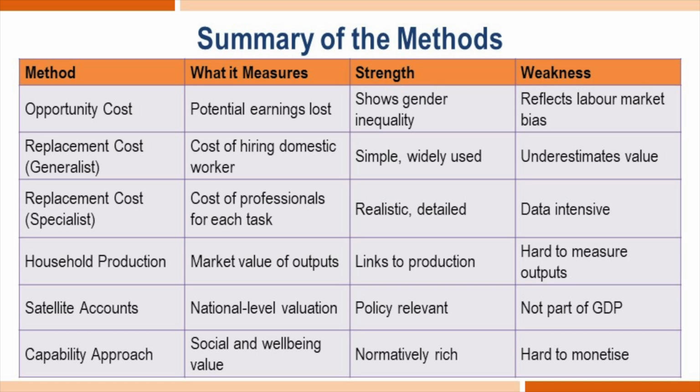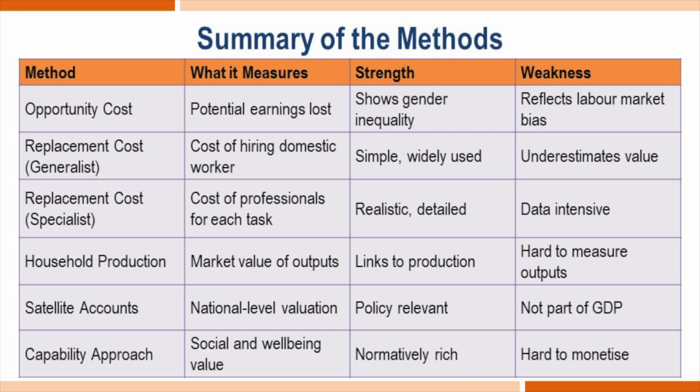So this table shows the summary of the different methods that we have discussed. We have the opportunity cost method, the replacement cost method, generalist and specialist, the household production method, the satellite accounts, and the capability approach. Each of these is given as a different measurement, along with their strengths and weaknesses.